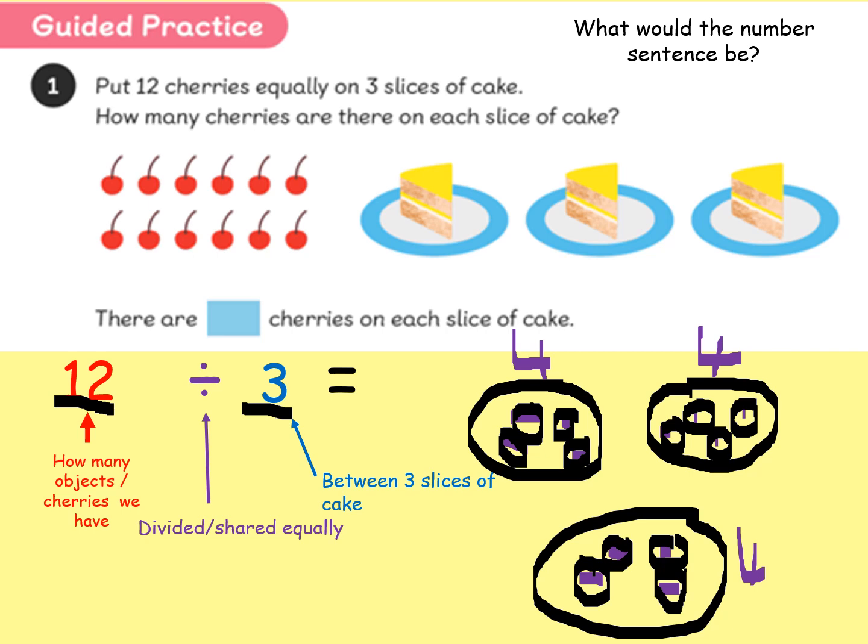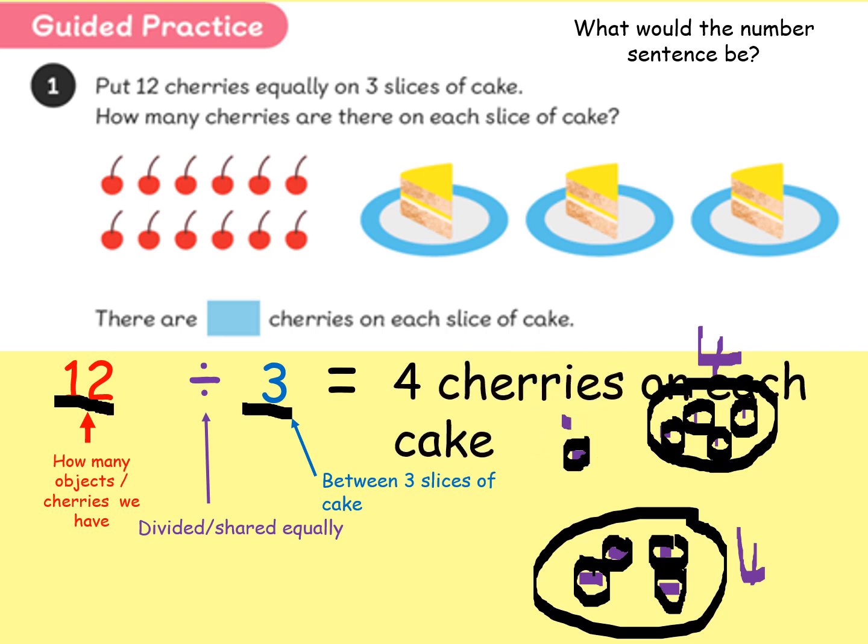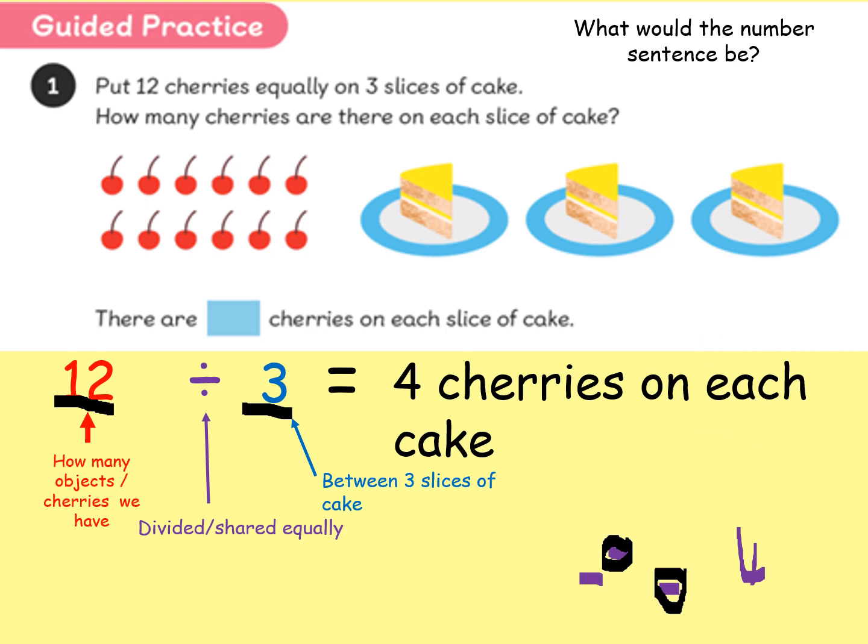So, guys, if we share 12 cherries between 3 slices of cake, each cake would have how many cherries? They'd each have 4. 4 cherries on each cake. Right, we're going to have a go at another one, guys, and you're going to have a go at drawing it yourself. You ready?